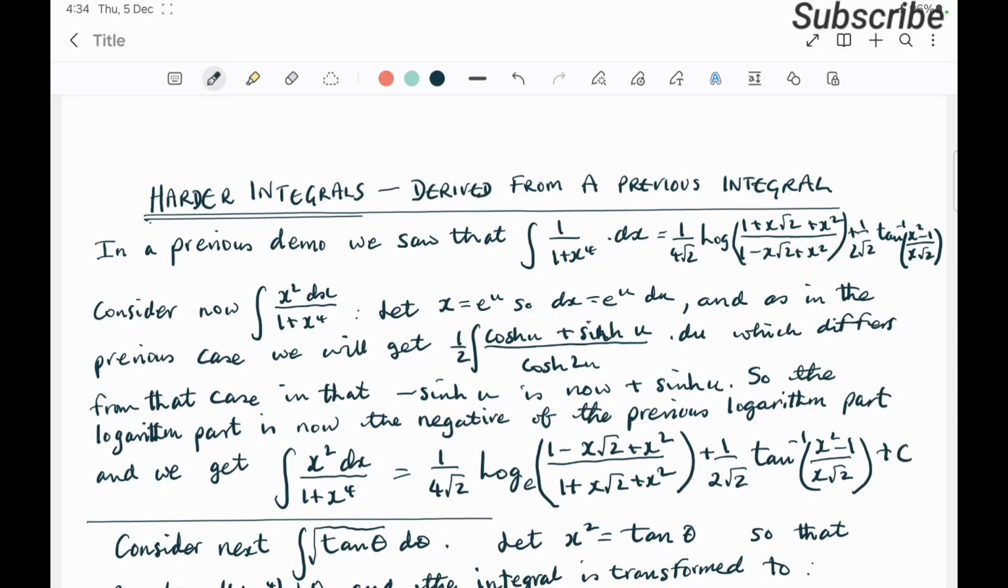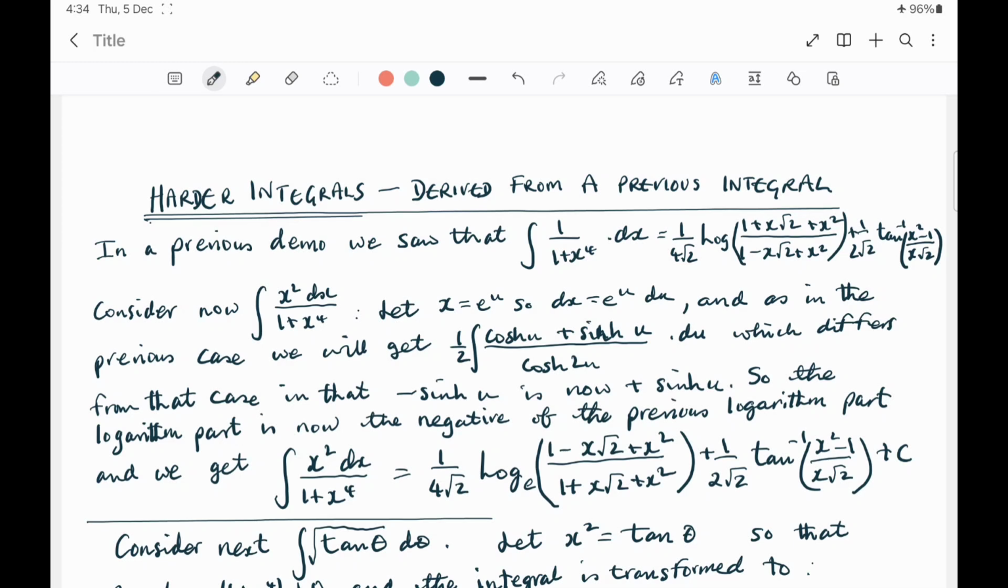In this episode, I want to derive two integrals from a previous integral. In that previous demo, we saw that the integral of 1 over 1 plus x to the fourth dx was equal to 1 over 4 root 2 logarithm of (1 plus x root 2 plus x squared) over (1 minus x root 2 plus x squared), plus 1 over 2 root 2 inverse tan of (x squared minus 1) over (x root 2). So consider now a similar looking integral, but here the numerator is an x squared.